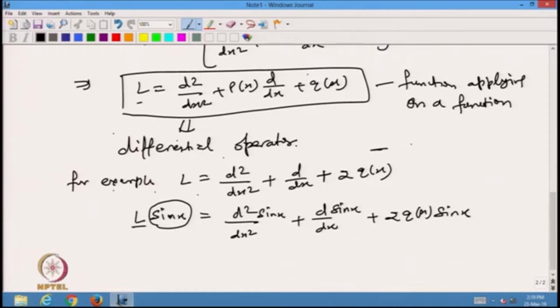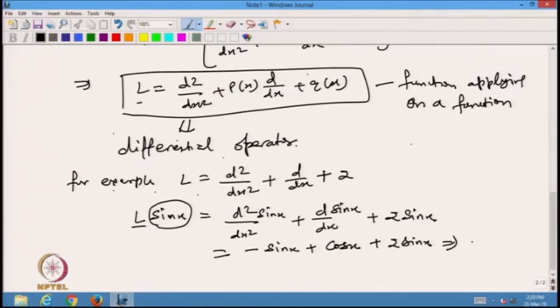So in this case, what I do is, this q(x) I have taken 2, so this will vanish from here, and this will be 2 sin x. If I take the derivative of this, the derivative of sin is cos, and again it is minus, so it will be minus sin x plus cos x plus 2 sin x, which gives me sin x plus cos x. So this is the result of applying this operator on the function sin x, and the result is sin x plus cos x.